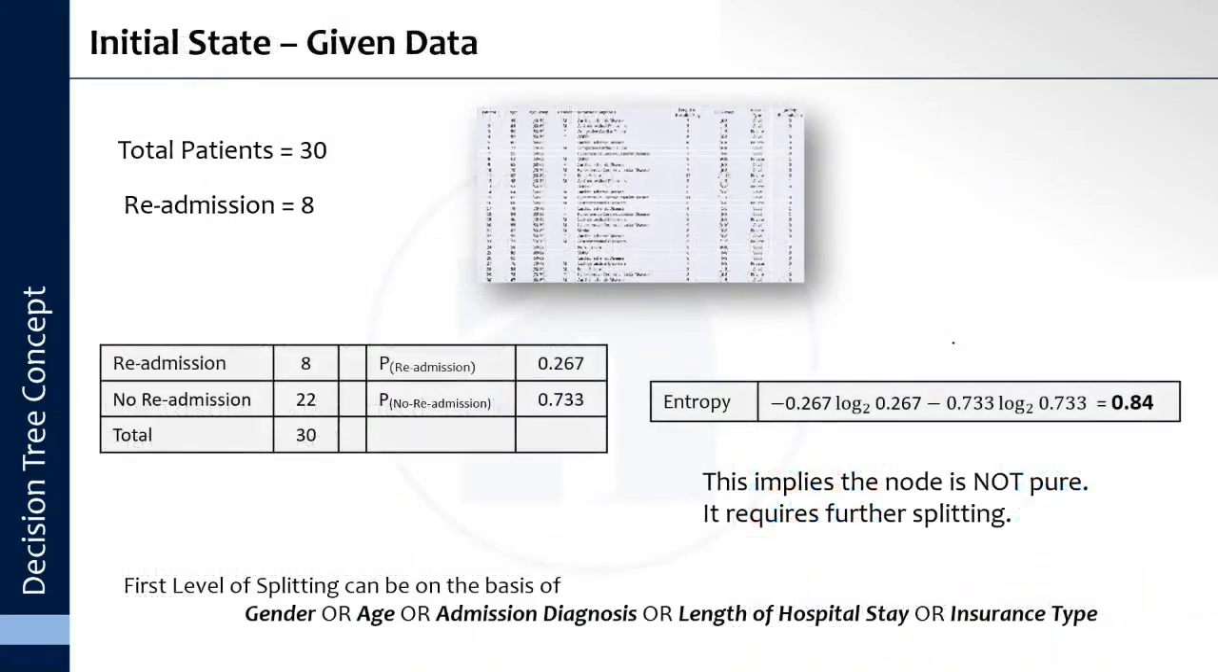With the entropy formula, entropy of current dataset is 0.84 here, which is almost near 1, which means the state is not pure. Hence, we need to calculate the entropy for the next level split on the basis of either gender or admission diagnosis or length of stay or the insurance type.